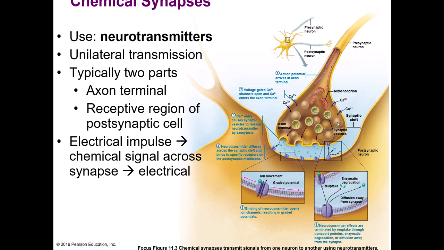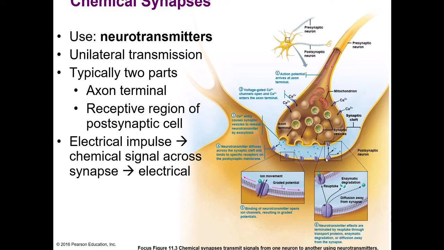What we looked at when we studied the neuromuscular junction was a chemical synapse. And of course, chemical synapses use neurotransmitter. In chemical synapses, it's a unilateral transmission of information from the presynaptic cell to the postsynaptic cell. Again, typically an axon terminal to the dendrites of another neuron, or the motor end plate of a muscle, or the receptive part on glandular tissue.